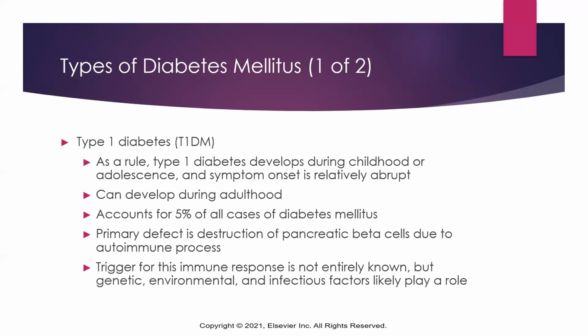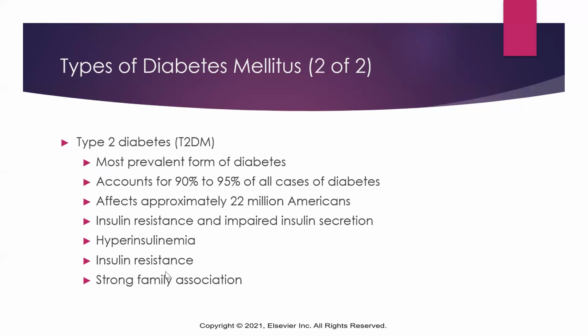All right, so our type 1 diabetes, we already talked about this is only 5%. This is going to be our juvenile and this is going to be insulin dependent. Type 2 is going to be your most prevalent, 90 to 95% of all cases.